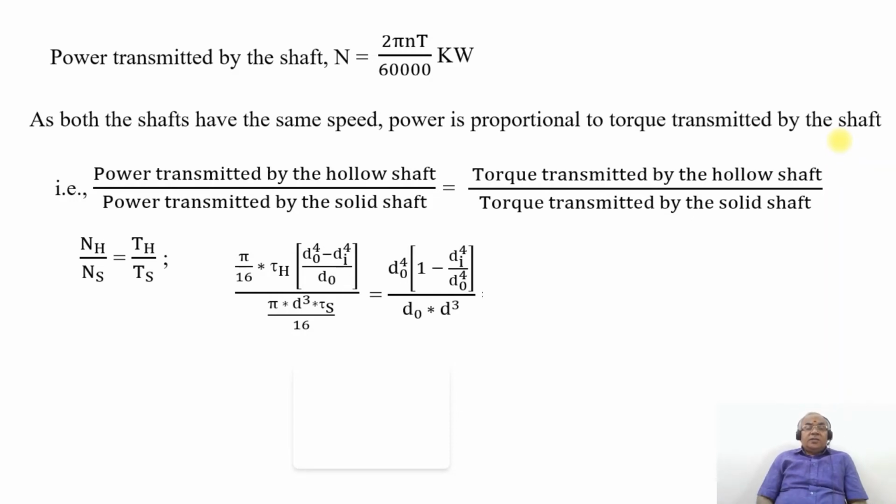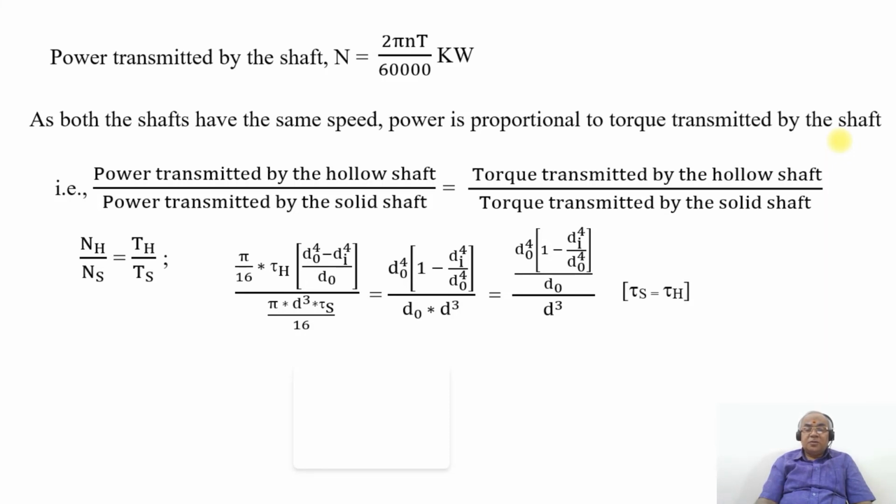You know tau H and tau S are the same, and pi by 16 cancels. So taking the common factor in the numerator, D naught to the power of 4 into 1 minus Di by D naught whole to the power of 4, divided by D naught, and the entire thing is divided by d cube.